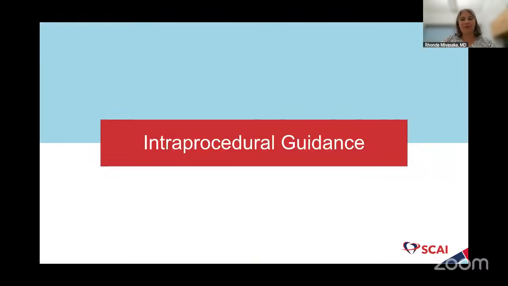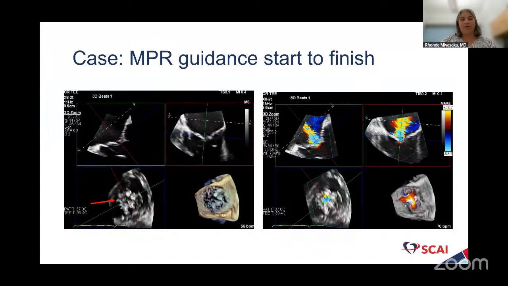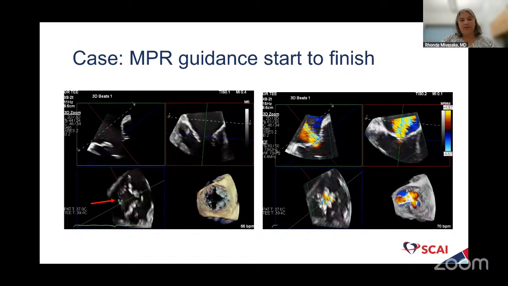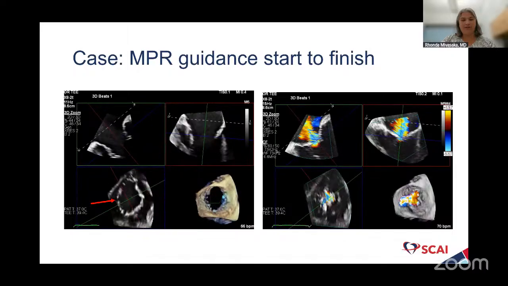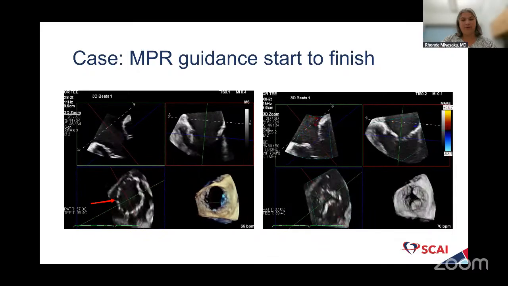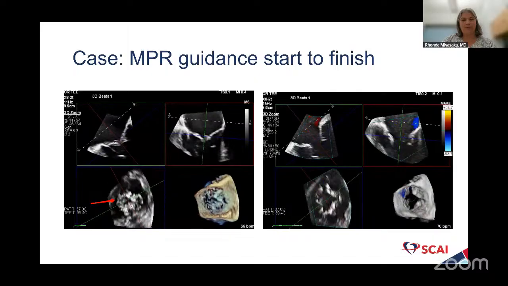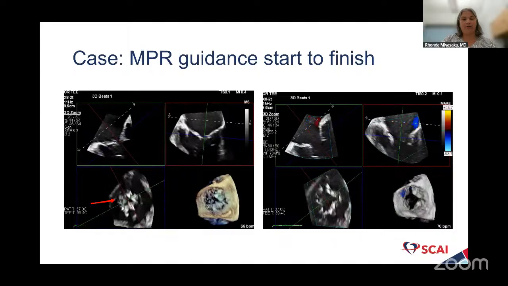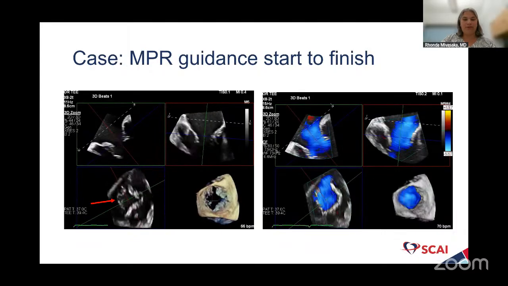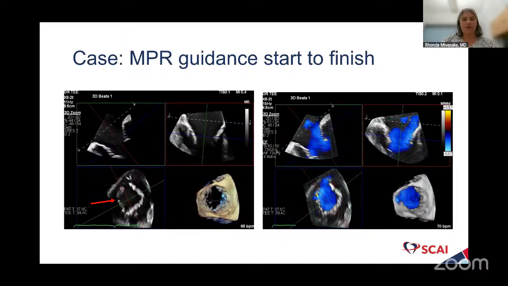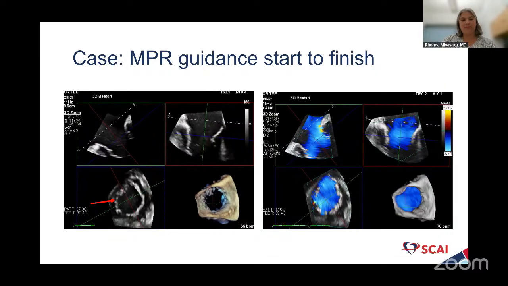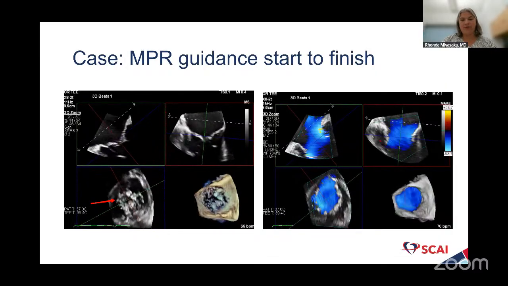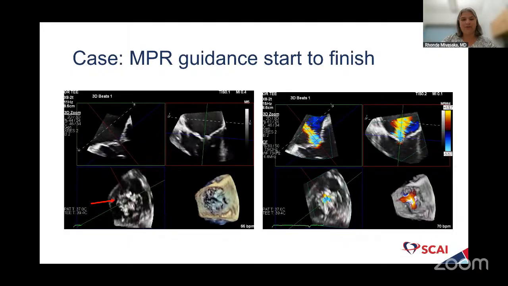Next, moving on to intraprocedural guidance. We rely very heavily on MPR for our procedural guidance from start to finish. This is a case that we did recently. The one anatomical feature I'd like to point out is that the septal leaflet has what looks like two segments to it. You can see the red arrow showing a commissure between two segments of the septal. And so for that reason, when we were planning our grasp, we contoured that green plane just so that we could go from that more posterior aspect of the septal leaflet across to the anterior leaflet. And we can see the TR is in the center of this valve.